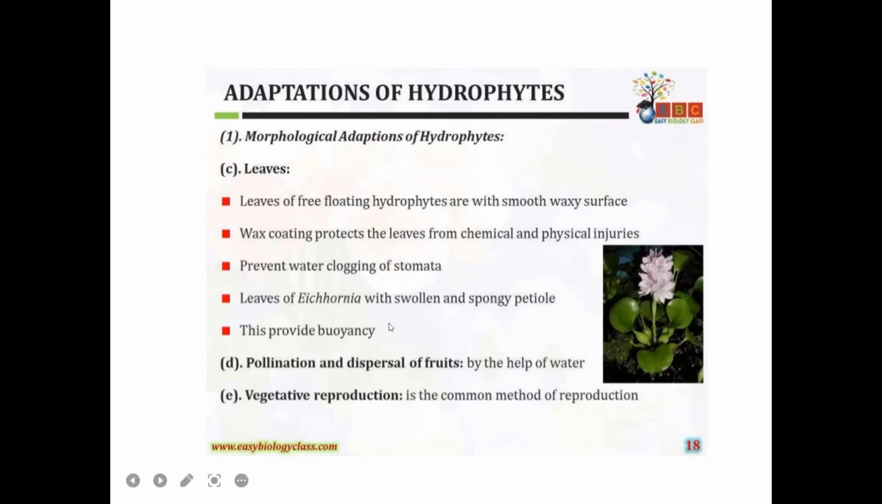So this provides buoyancy, that is the balancing in the water. So here the petiole is a spongy petiole, seen in Eichhornia. So this is also an important point to note. Next one is pollination and dispersal of fruits, by the help of water.